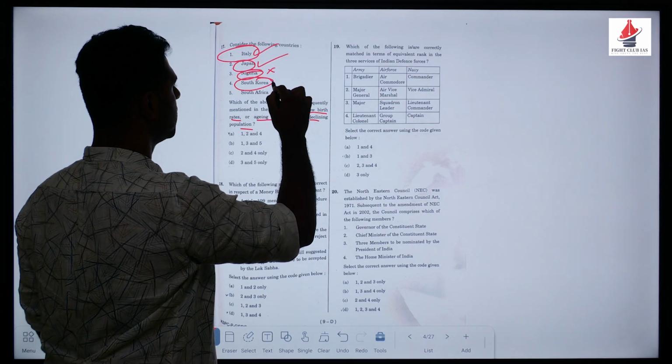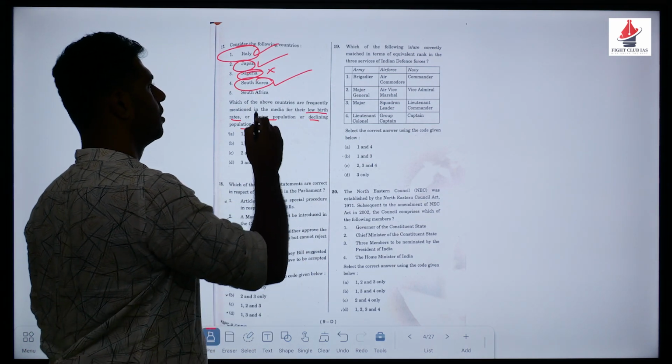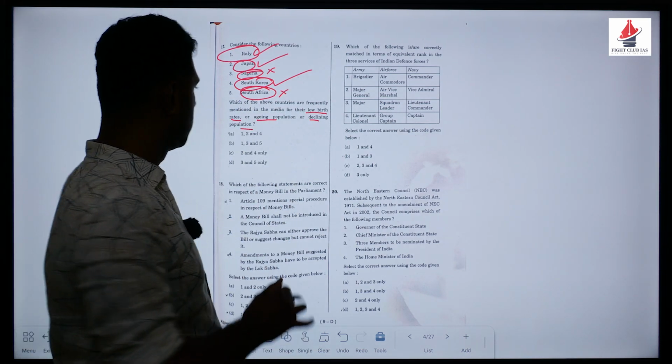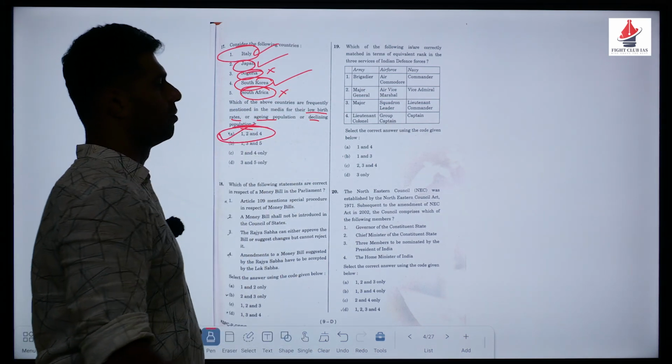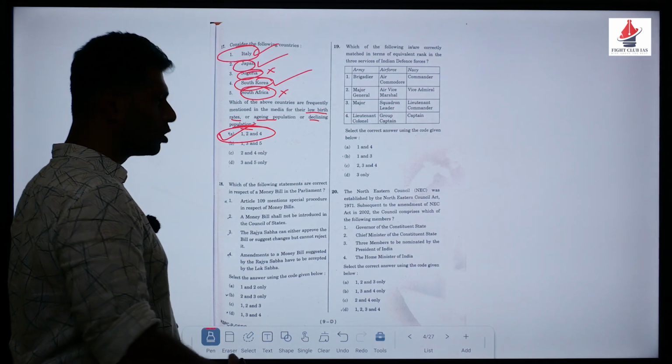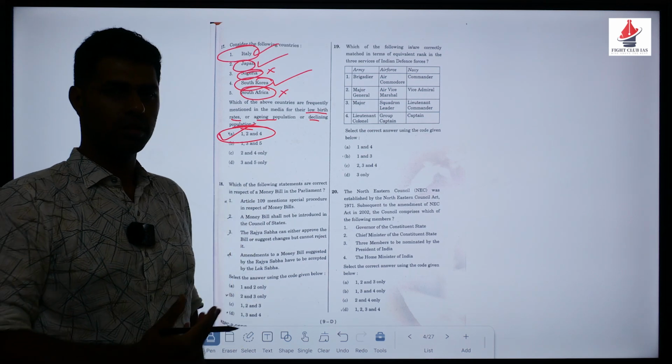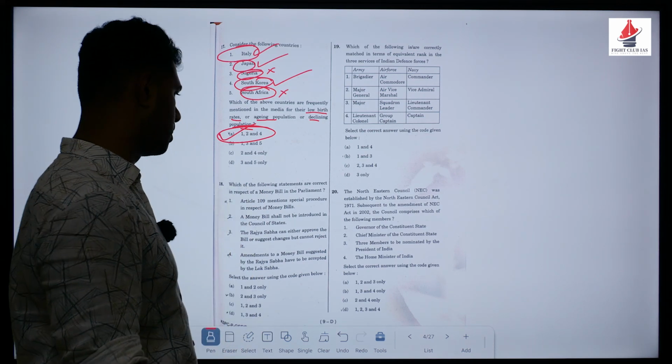When you come to South Korea, yes, even they too are experiencing the same thing. And South Africa is again not experiencing it. The answer is 1, 2 and 4. Right? So mostly developed countries are experiencing these factors. If you look at the options and see which are the developed countries, it's easy to find out.